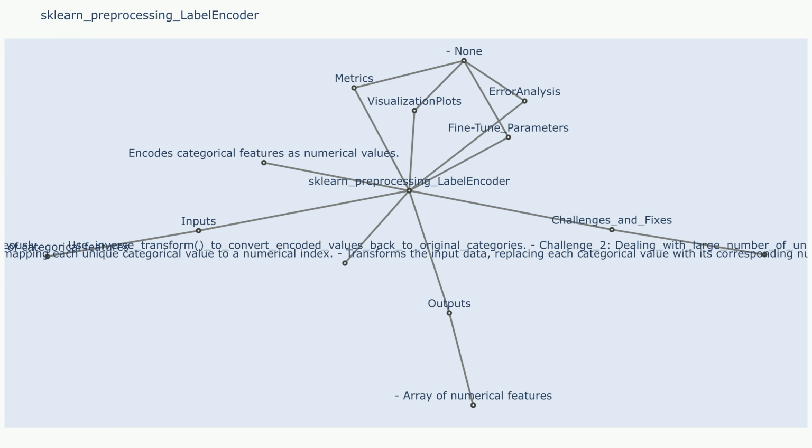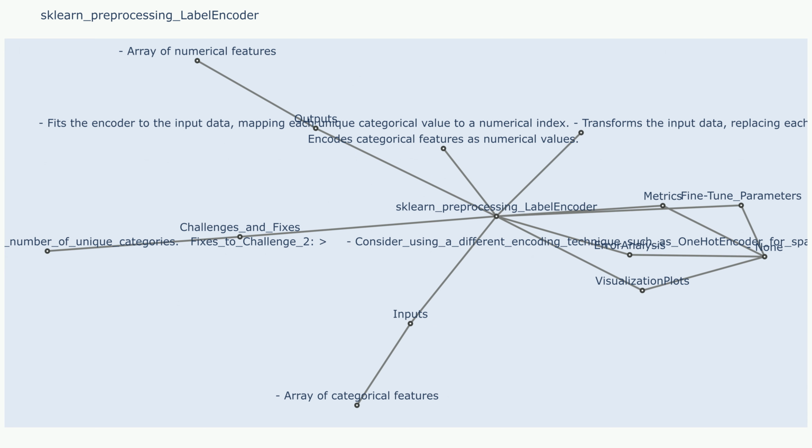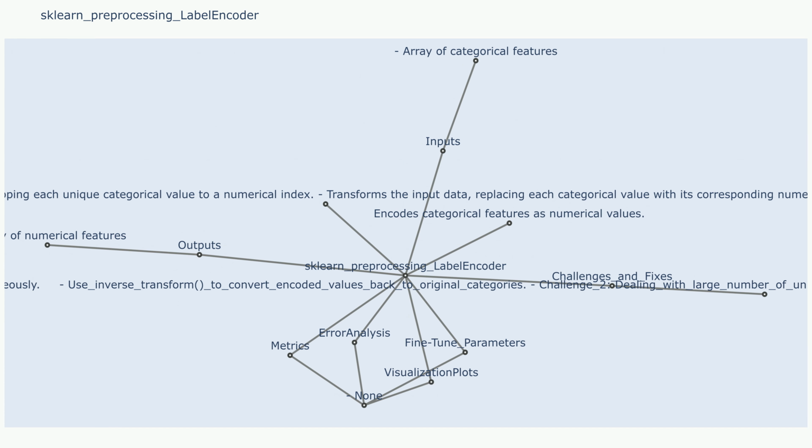This can result in an overly optimistic evaluation of the model's performance. Sample use case that resulted in challenge 1: using LabelEncoder on the entire dataset before splitting it into training and test sets. Fixes to challenge 1: fit the LabelEncoder only on the training data, and then use the same fitted encoder to transform both the training and test data. This ensures that the encoder only learns the mapping from the training data, preventing data leakage.